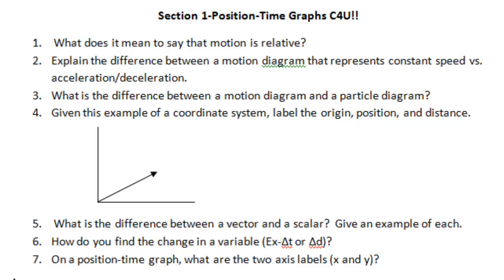Number 6, how do you find the change in a variable, like how do you find delta t or delta d? What do you put into that equation? And number 7, on a position time graph, what are the 2 axis labels? So what's the label on the x-axis and what's the label on the y?